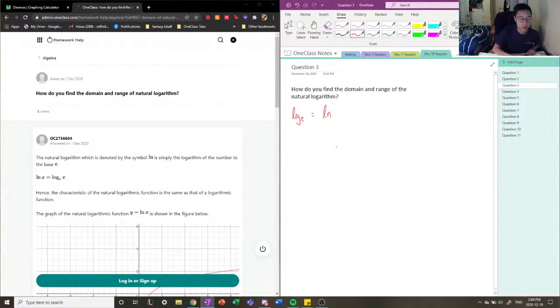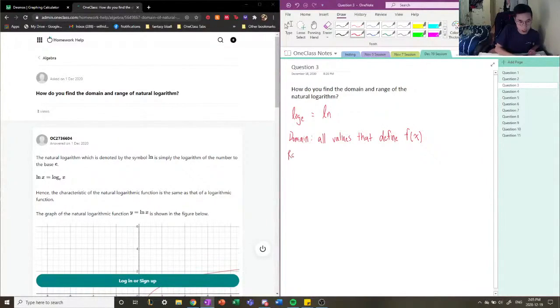The characteristic of the natural logarithmic function, or the ln function, is going to be the same as the logarithmic function. In previous lessons I described how to find a domain and range. The domain is defined as all values that define a function f of x. So all values that are valid and that define f of x. Any values of x that make f of x undefined are not part of the domain.